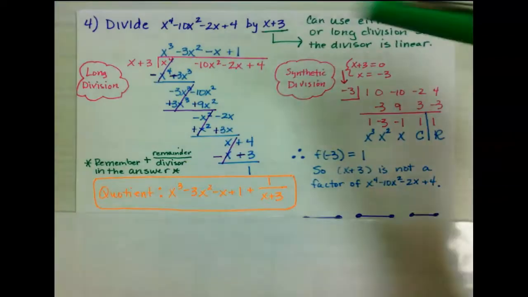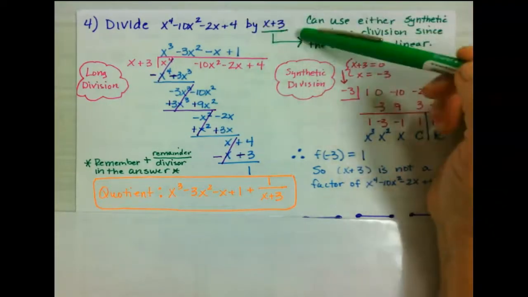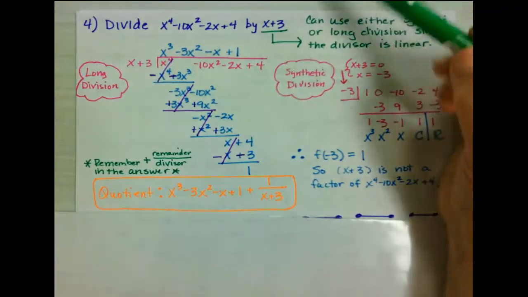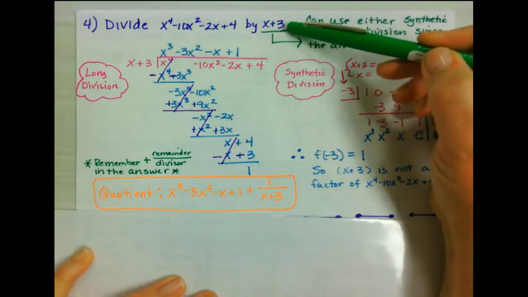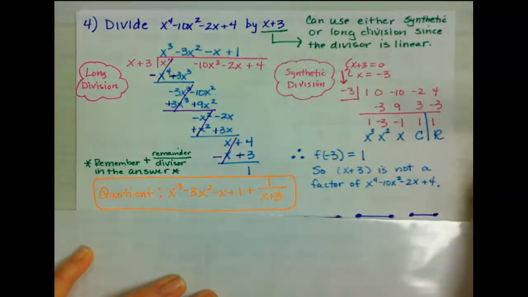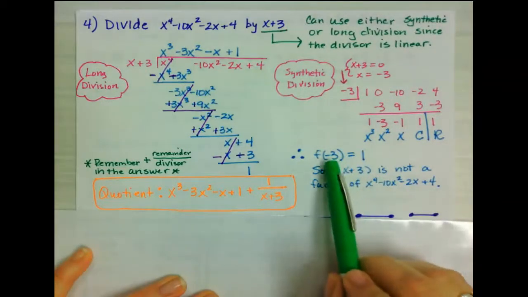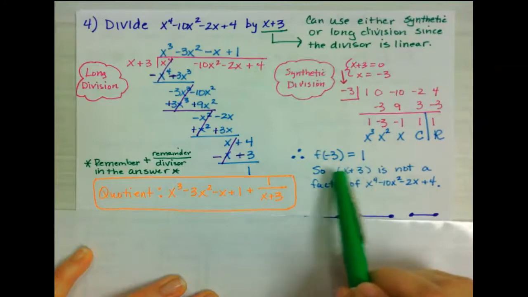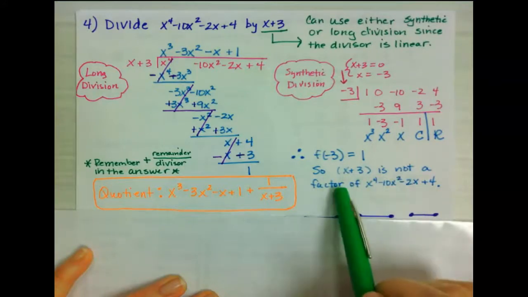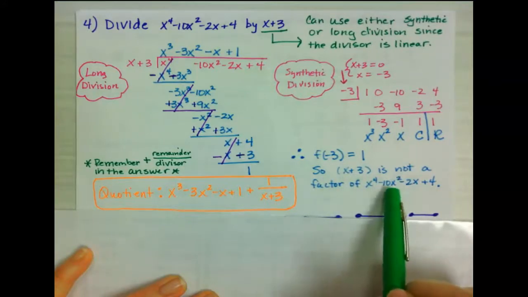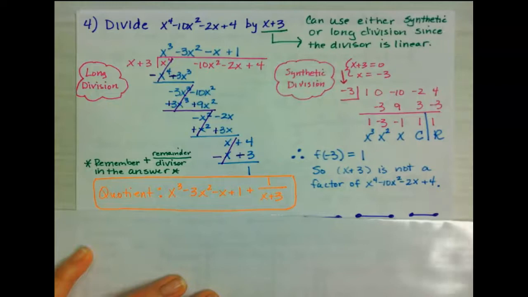On question 4, we're dividing this by x plus 3. So we know that if we do x equals negative 3, we can plug it in. And so what I found is when I plugged in negative 3, I got a 1. So that tells me that x plus 3 is not a factor of this, which tells me I should have a remainder as part of my quotient when I do the division.